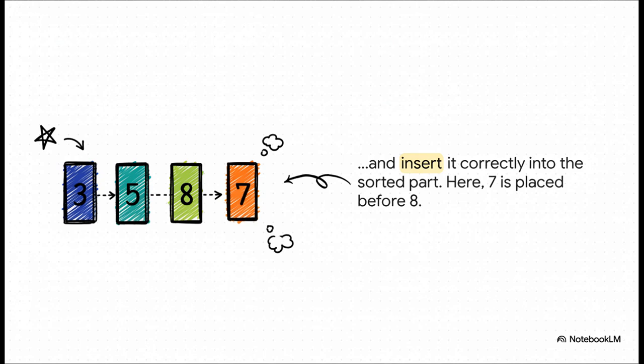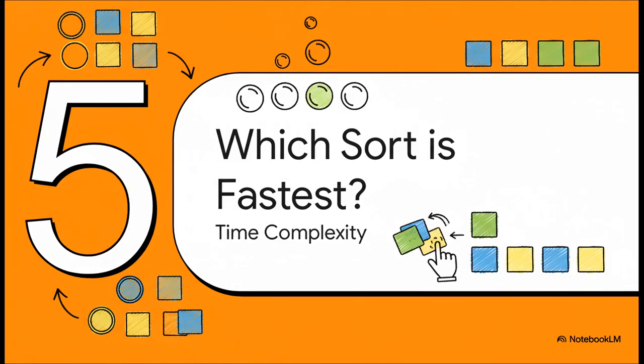Now, we take that 7 and we ask, where does this belong in our sorted section? Well, 7 is smaller than 8, so we have to make space for it. We shift the 8 to the right, and we slide the 7 right into that empty spot. Now our sorted part is 7, 8, and we just keep doing this, picking one element at a time and inserting it correctly.